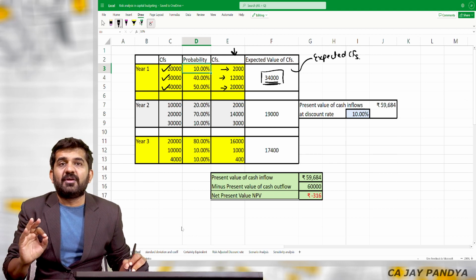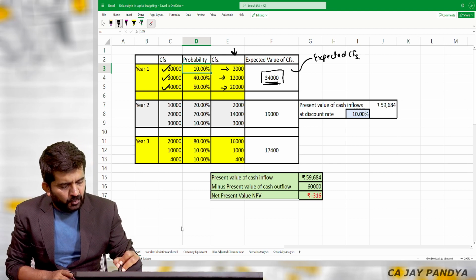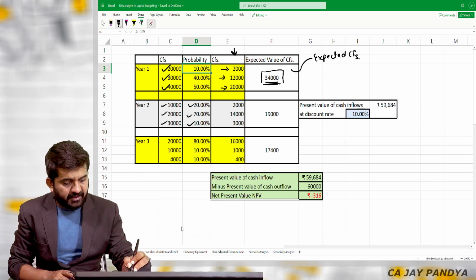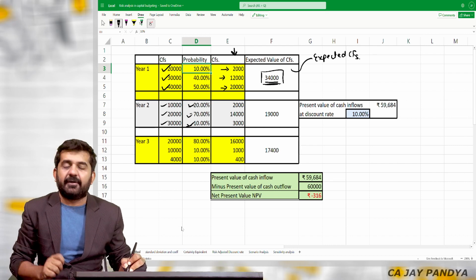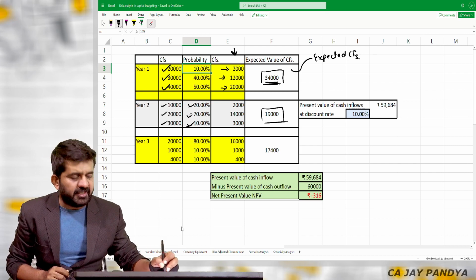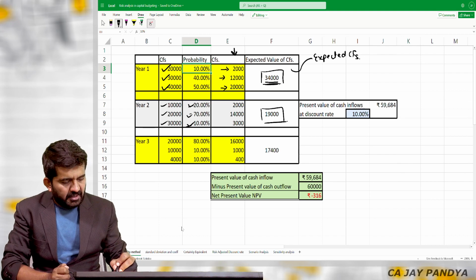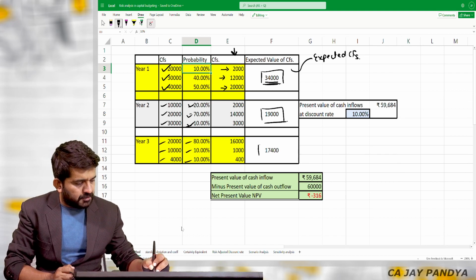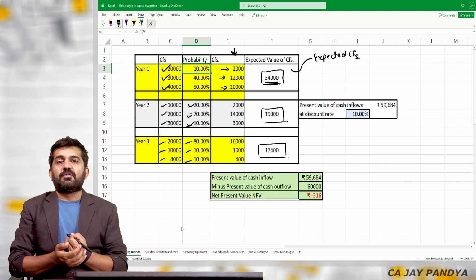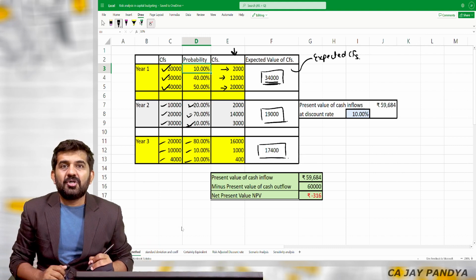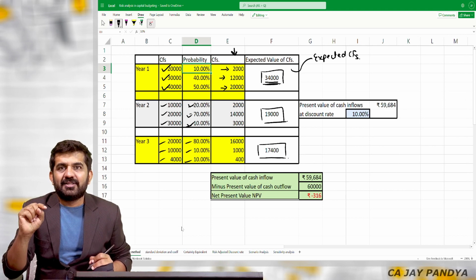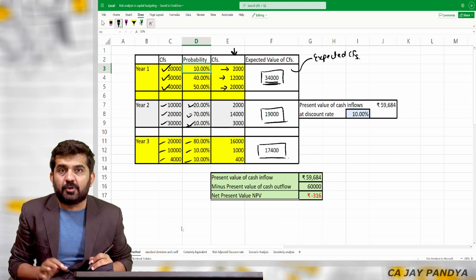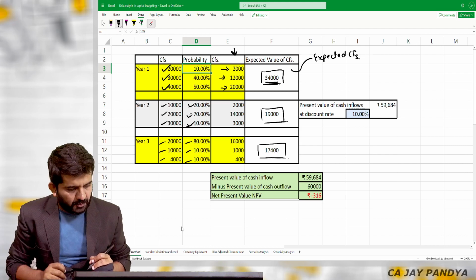This is how I will find the answer for year 2: 10,000, 20,000, 30,000. Probability is 20, 70, 10. Total should be 100. 70 plus 20 plus 10 is 100. Again, I have found out expected cash flow, which is 19,000. Third year: 20,000, 10,000, 4,000 with probabilities 80, 10, 10. My expected cash flow is 17,400. So in year 1, the cash flow might be 20, 30, 40. I have taken 34,000, the expected value considering probability.